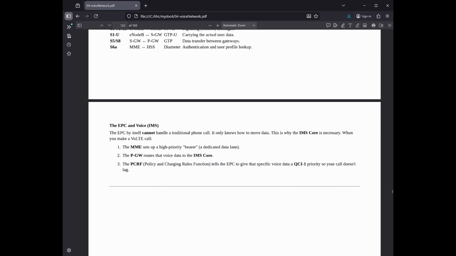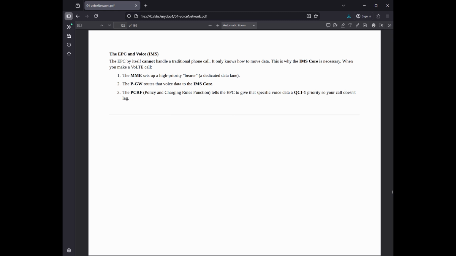The EPC and voice, IMS. The EPC by itself cannot handle a traditional phone call. It only knows how to move data. This is why the IMS core is necessary. When you make a VoLTE call: 1. The MME sets up a high priority bearer, a dedicated data lane. 2. The PGW routes that voice data to the IMS core. 3. The PCRF, Policy and Charging Rules Function, tells the EPC to give that specific voice data a QCI 1 priority so your call doesn't lag.